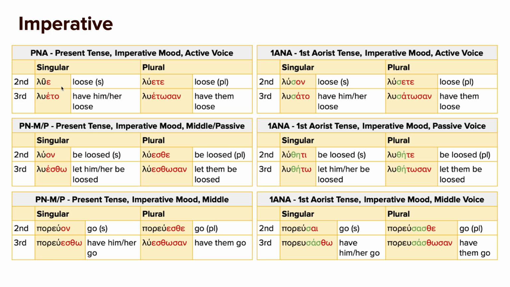Second person. So if you want somebody to loose the horse, you would say lue. If it's plural, you would say luete. You all loose the horse. And then let him loose the horse is lueto. And then luetosan. All right, and then here, aorist tense.